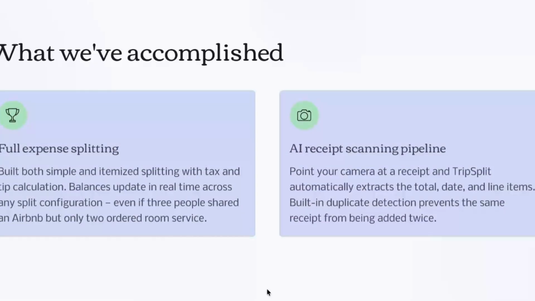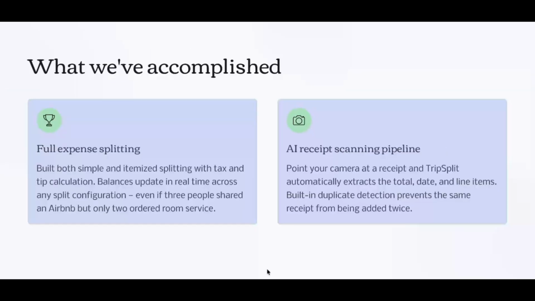So our wins. Two things we're really proud of. The first is the expense splitting. Both simple and itemized splitting work. And then the second is the AI receipt scanning.